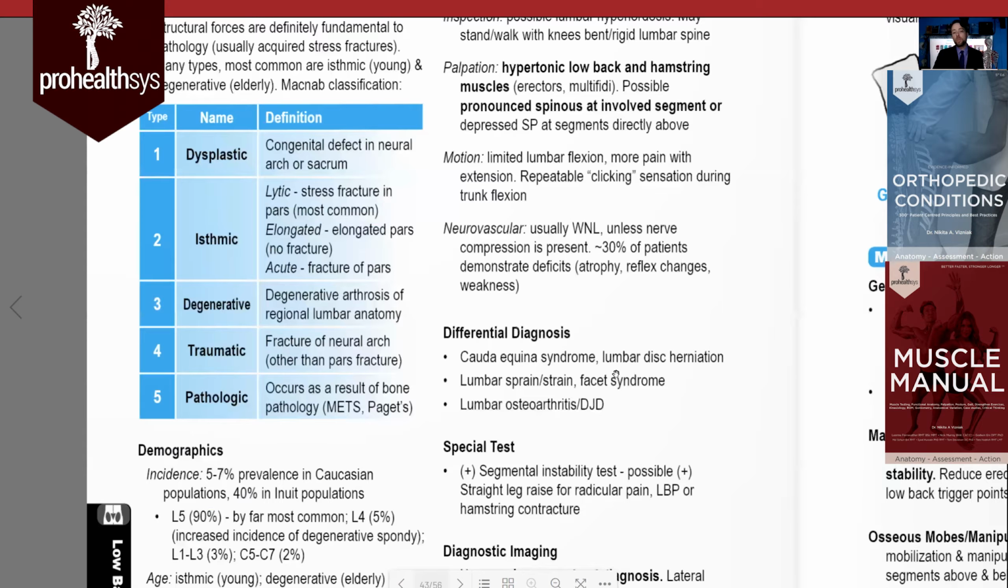Facet syndrome: local pain worse with extension. And lumbar DJD, osteoarthritis: pain that's worse in the morning. Stiffness first thing in the morning. Can't really move that well. Loosen up as I move around for 20 minutes. Worse at the end of the day. You can also feel storms coming and crepitus with motion, and look for it on X-ray as the confirmatory diagnosis.